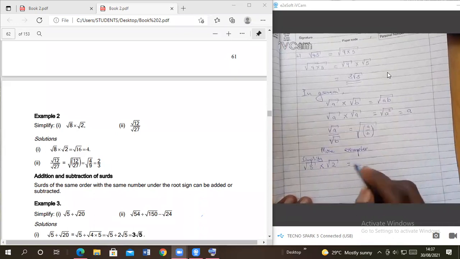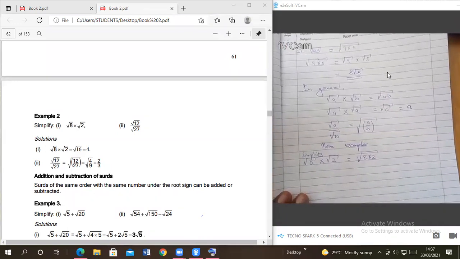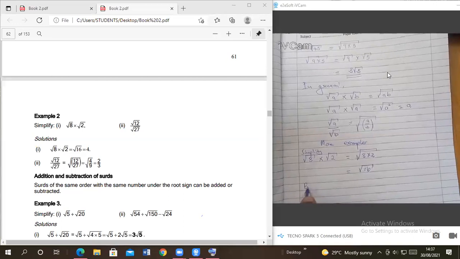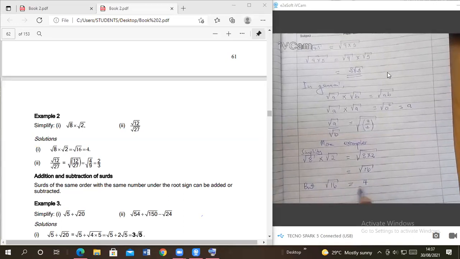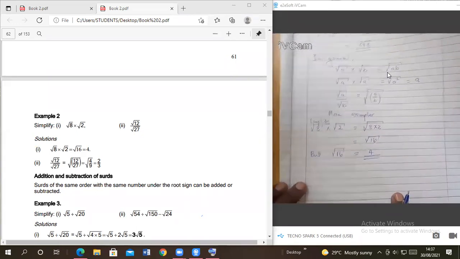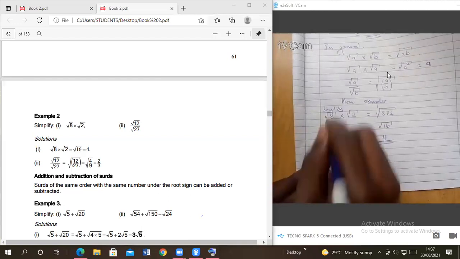Which is going to give us root of 8 times 2, which will give us root of 16. But what is root of 16? Root of 16 is 4, right? Yes. This is method 1.